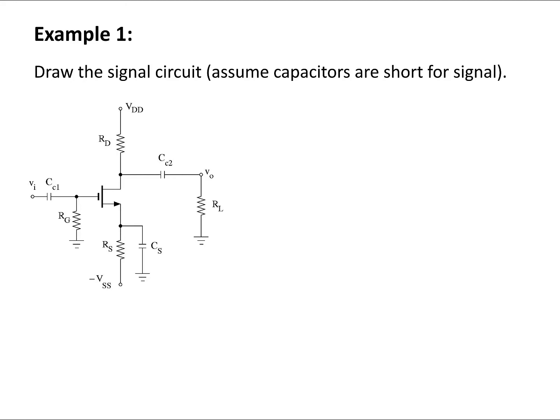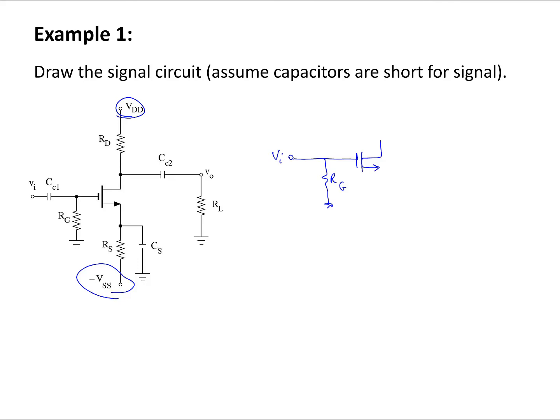That means we are going to zero out all the DC voltage sources and DC current sources. There is no DC current source here, but I can see this VDD and negative VSS in this circuit, so I'm going to zero them out. By that I mean I'm going to short them. Also, we're going to assume that the capacitors are short in the signal circuit. So I have something like this. This is my VI, short here, and resistors are going to stay the same. This is the gate resistor, and this is my capacitor.